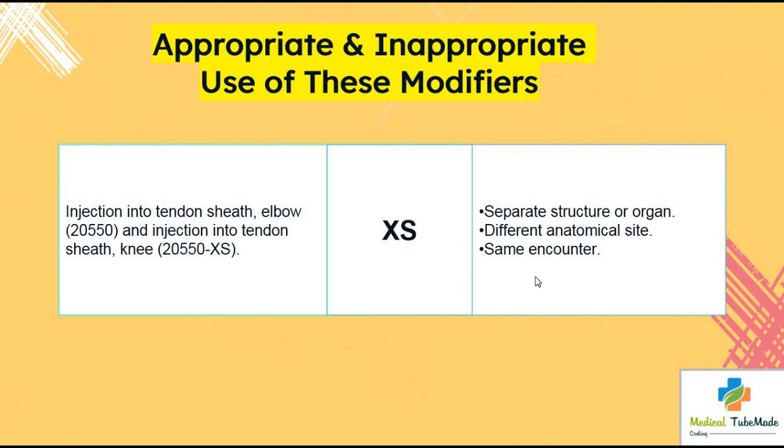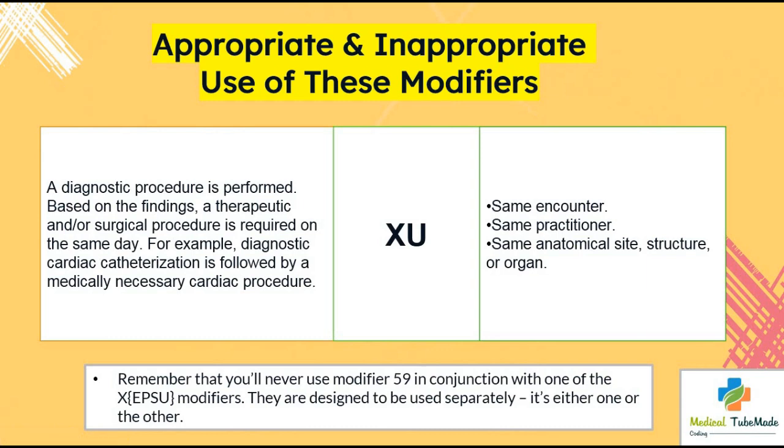In this case we need to add modifier XS to differentiate the two CPTs, because if you are billing the same CPT twice, to avoid a denial we need to add a distinct modifier to show the difference between the two injections. So if you add the XS modifier, that means the injections were given on two different structures or two different anatomical sites. Here you can see separate structure or organ, different anatomical site, and it is performed on the same encounter. So guys, the next modifier is XU.